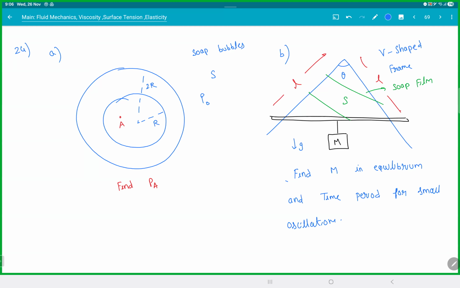Hope you remember the excess pressure formula in a soap bubble. P inside minus P outside is 4S by R. Remember like that.